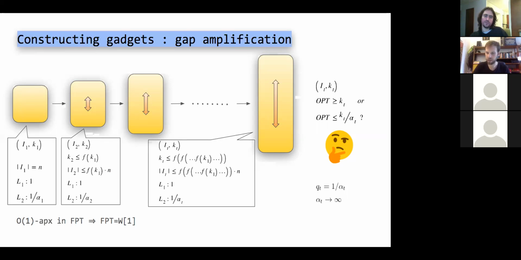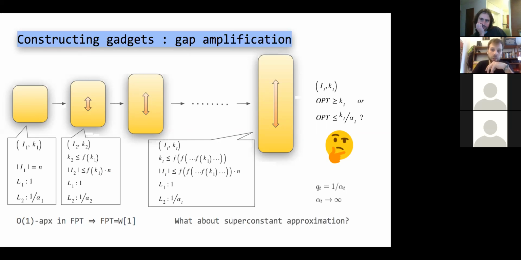And as I advertised before, in this you need to start with W1 hardness of the problem. Are all of them satisfiable? Yes, that's right.